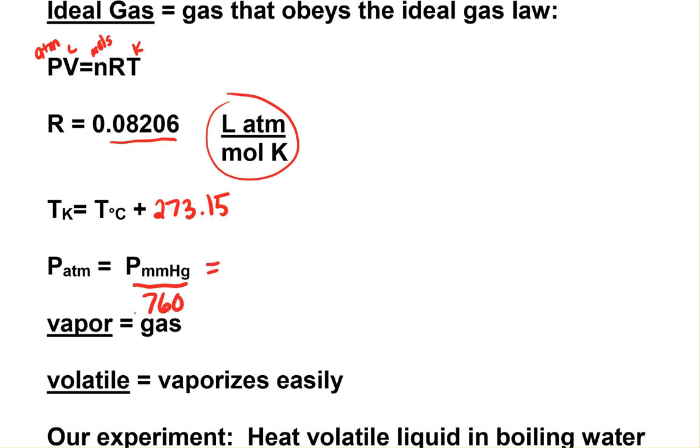We treat the 760 as though it's exact. Usually it's not really, I think it has like 5 sig figs actually, but anyway, we treat it as exact. However many sig figs you have in your millimeters of mercury, that will give you your sig figs for your atmospheres.